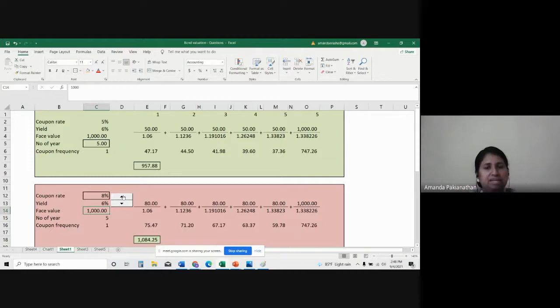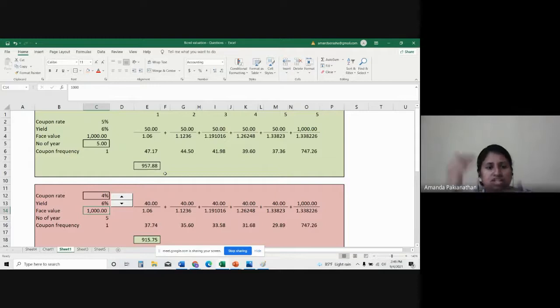Why is it happening? What is coupon rate? The interest the issuer is paying me. What is yield? That is my expected rate of return. I'm talking from an investor's point of view. This is the rate of return the investor expects at minimum to earn in a year. Now, in this example, yield is 6%, which means I, as an investor, am expecting a minimum 6% for a year as my return.